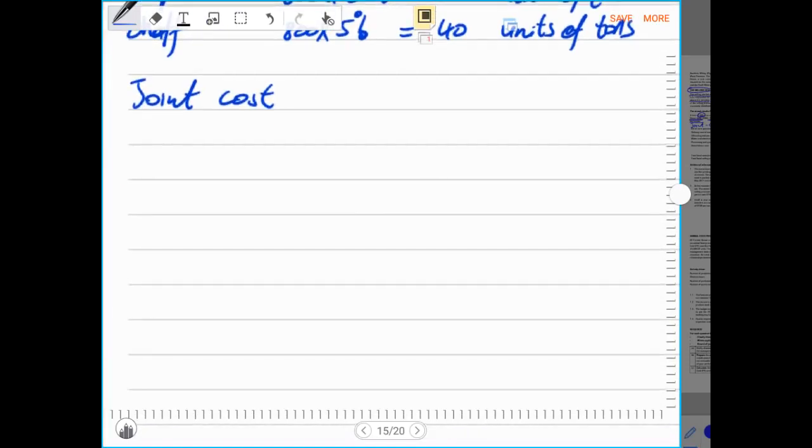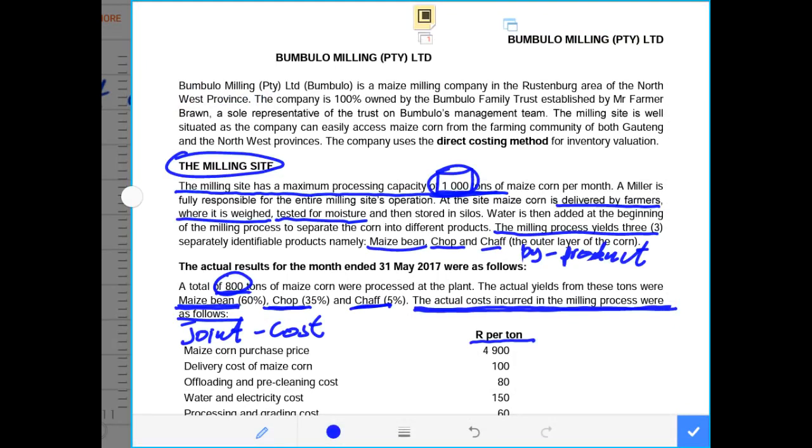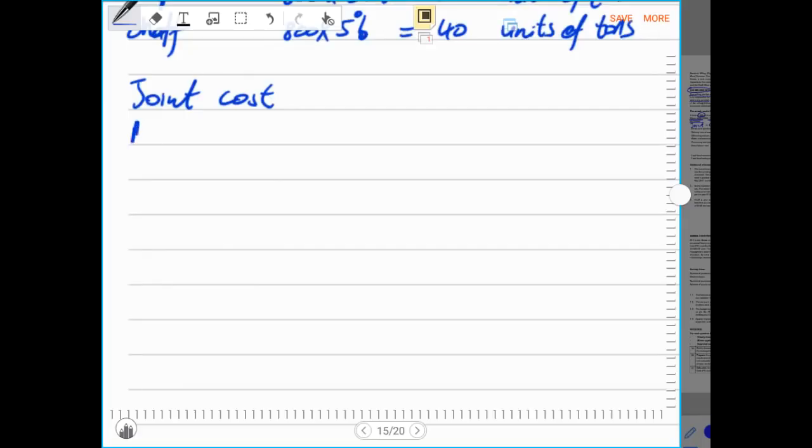So now the first one will be, as it is given to us, the maize corn price per ton, maize corn price and delivery cost. After, it will be maize price per ton, and our maize price is 4,900. Times this by 800 units.